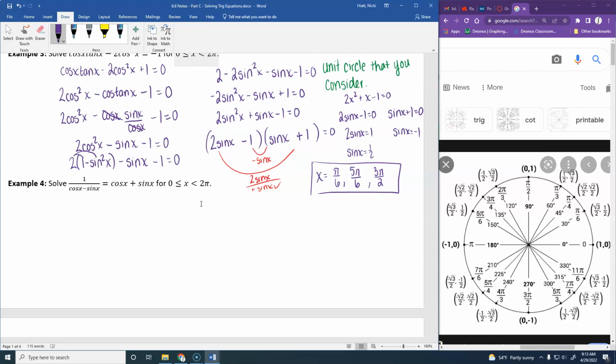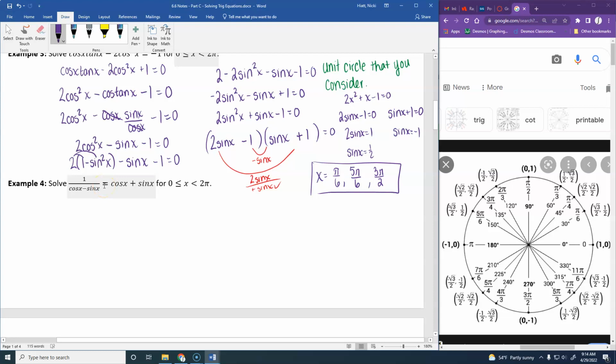Okay, let's look at the fourth example. We've got 1 over cosine x minus sine x equals cosine x plus sine x. So for this one, remember, we are not verifying identities. We are solving this equation. So, we can move things from side to side here. And are we going to have any luck solving something whenever we've got this cosine x minus sine x in the denominator? Can't solve for things that are in the denominator.